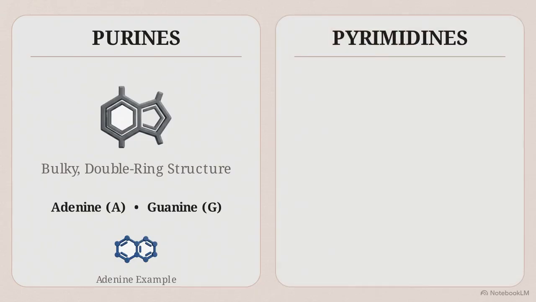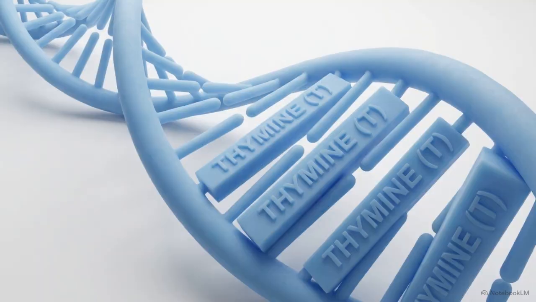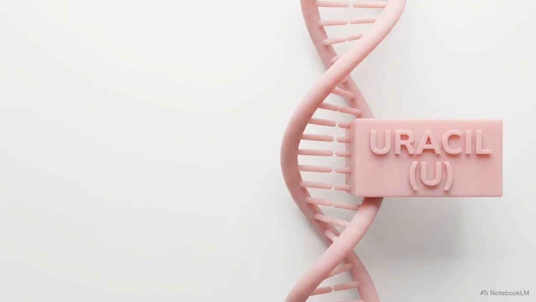Next to them are the pyrimidines. By direct comparison, these are much smaller, built around a single compact ring geometry. They include 3 specific chemical variations: cytosine, thymine, and uracil. There is a strict rule governing their distribution. Thymine is used exclusively when constructing DNA strands. If the cell is building RNA, it swaps the thymine out and uses uracil instead.